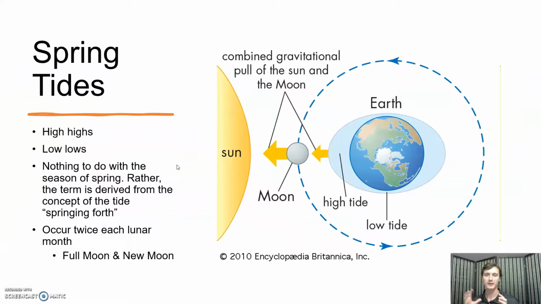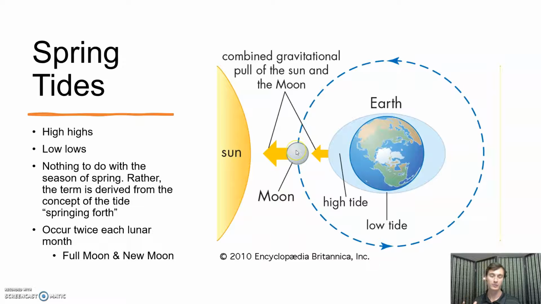So whenever the sun and the moon pull along the same axis, even if it's not in the same direction, so it could be like this, and it could be like this, we're going to have a spring tide. We have high tides and low tides, a big difference in the two, big variation between them. Nothing to do with the season of spring. It's from this phrase of springing forth for the tide. It's going to occur twice each lunar month, which is about the same as a normal month based on the moon. So we have situations like this.